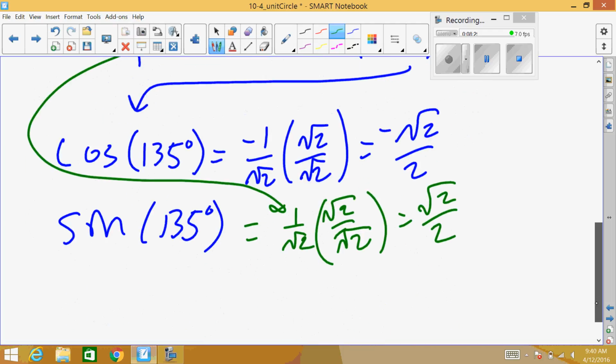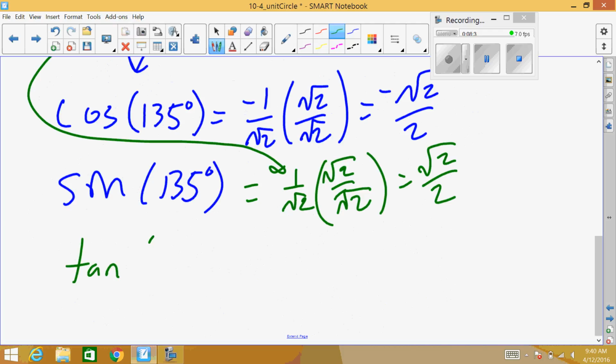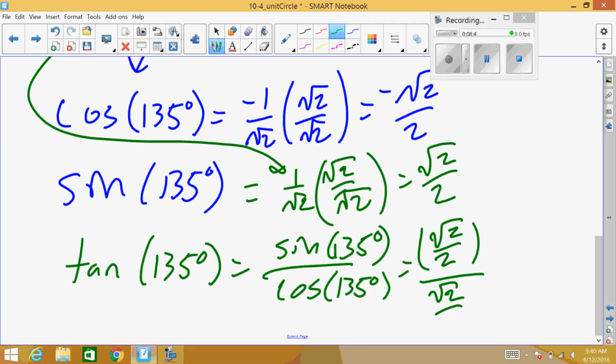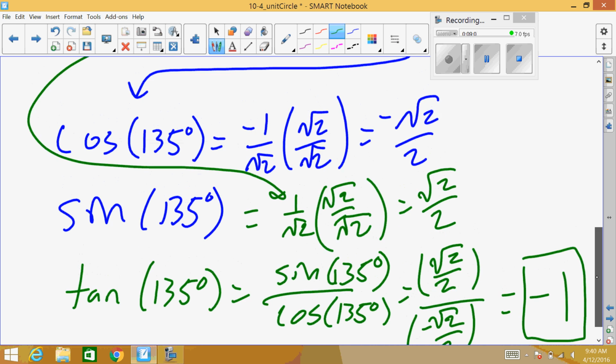And then I know that tangent is equal to sine over cosine. So I get square root of 2 over 2 over square root of 2 over 2, negative though. So that means I get negative 1 for my tangent of 135 degrees. That makes sense. I've got a 45, 45, 90 triangle. Opposite over adjacent should be 1. But this negative has to do with what quadrant I'm in.